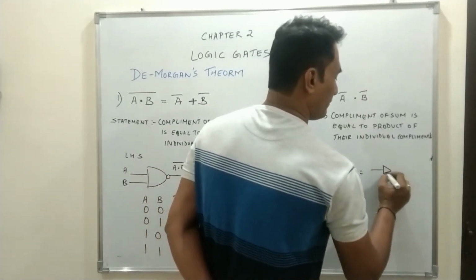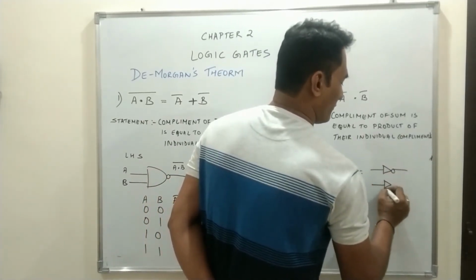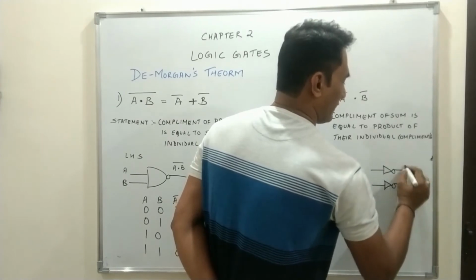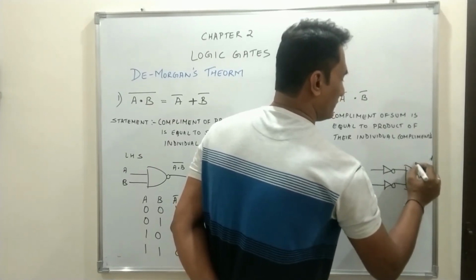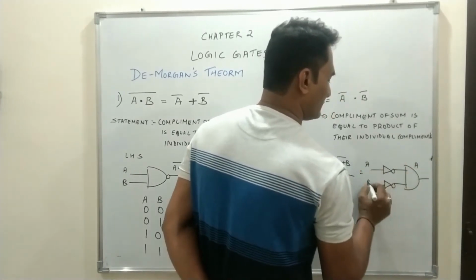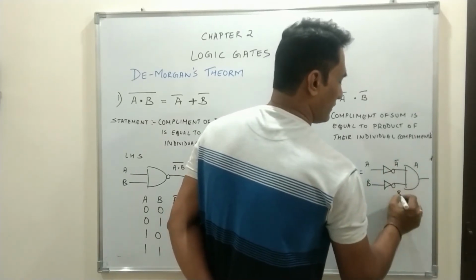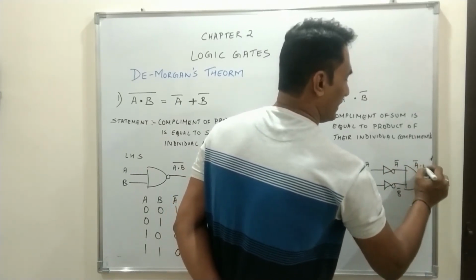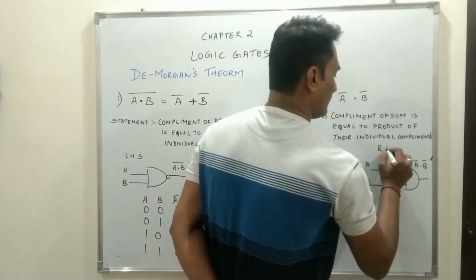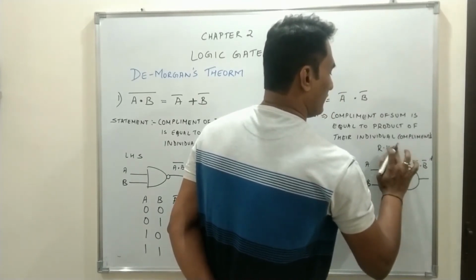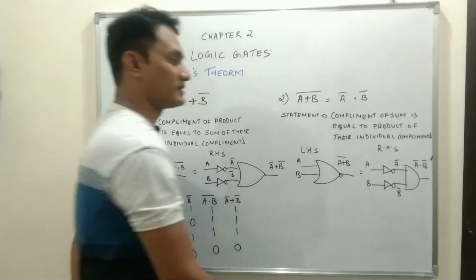And here it will be A bar, B bar, connected by an AND gate. So if this is A and this is B, this will be A bar, B bar, and A bar and B bar are connected by an AND gate. So this is the right hand side.